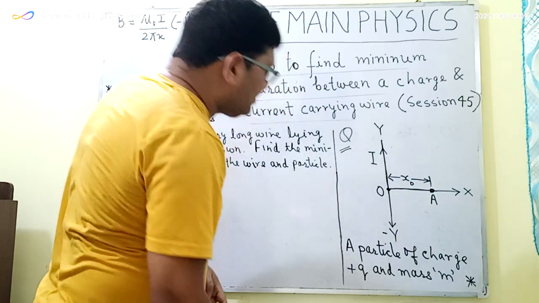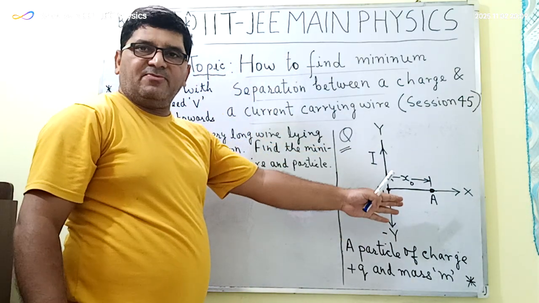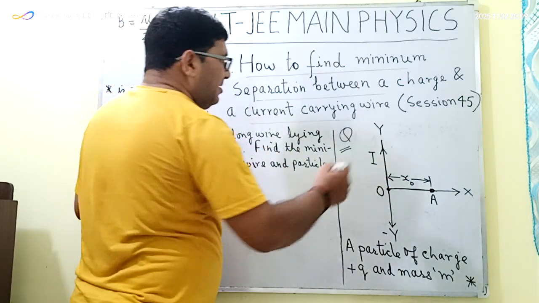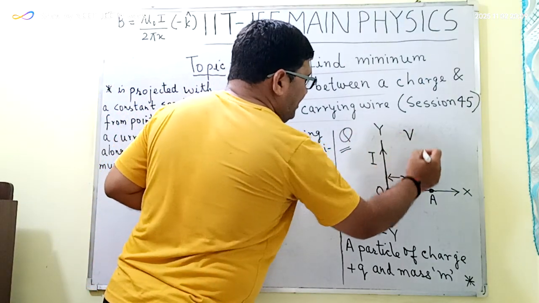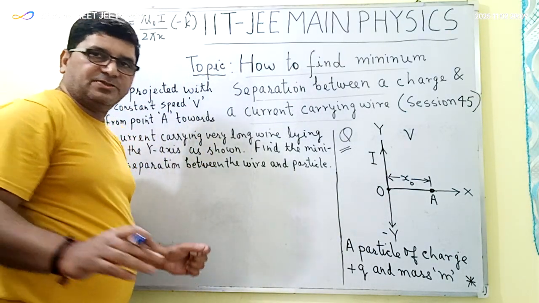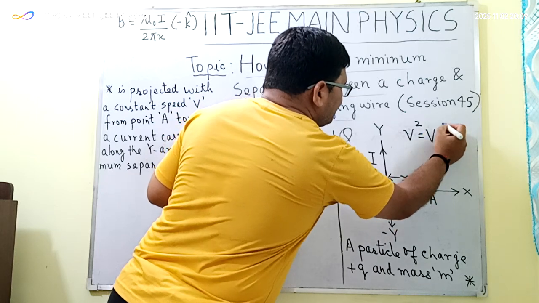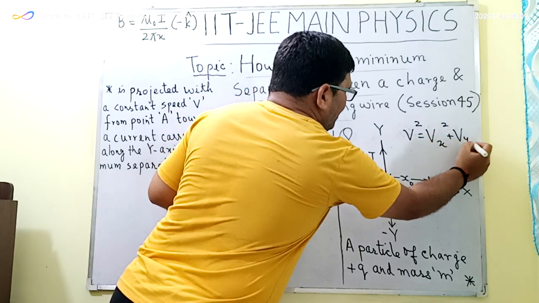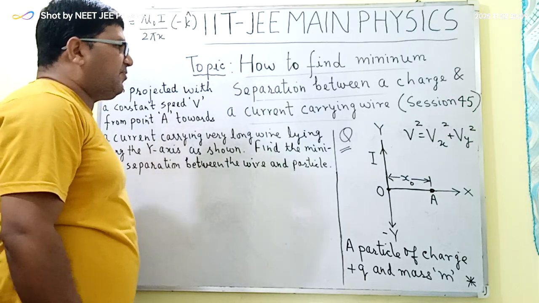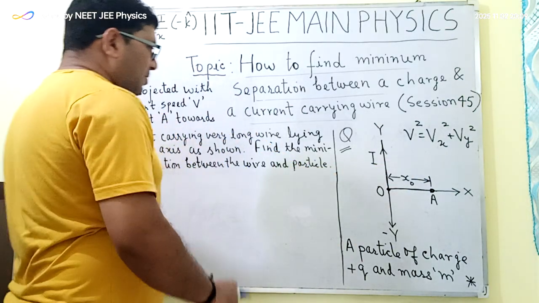So we can say that this charged particle is experiencing a force towards the negative y axis, or we can say that this charged particle will be moving in the xy plane. And if it is moving in the xy plane, then the z component of its velocity will be 0. So we can say that v squared will be equal to vx squared plus vy squared, where vx is the velocity component along the x-axis and vy is the velocity component along the y-axis.